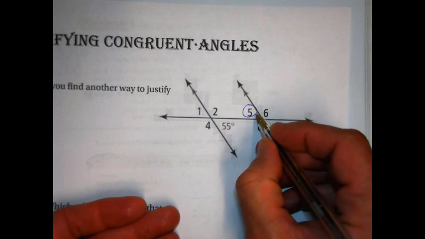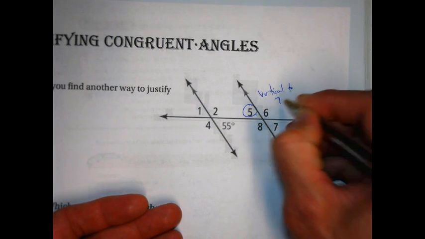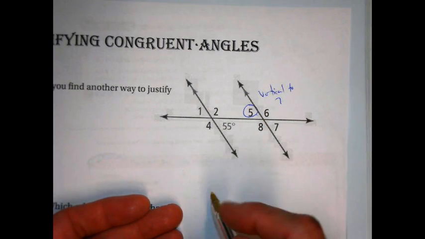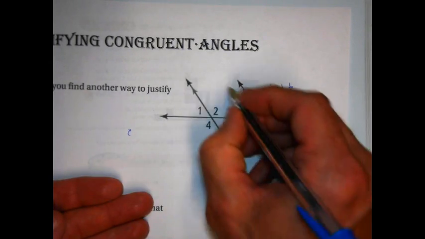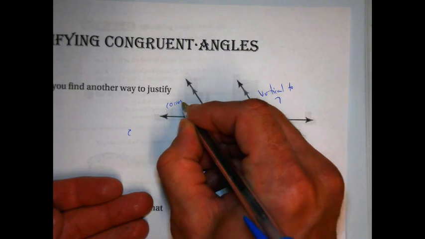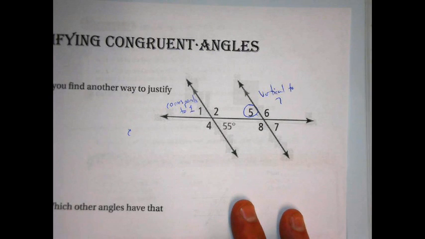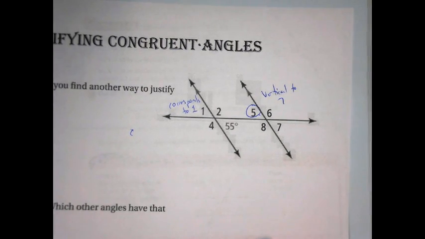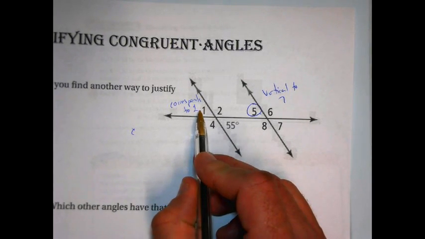And 7 corresponds to 55. But it's also corresponding to 1. Okay, so angle 5 also corresponds to 1. And that's how we can prove it. There's two different ways we can show that angle 5 is 55. And how come 1 is 55? Because 1 is 55 because it's vertical. Okay, so we have to find out how we're doing that.